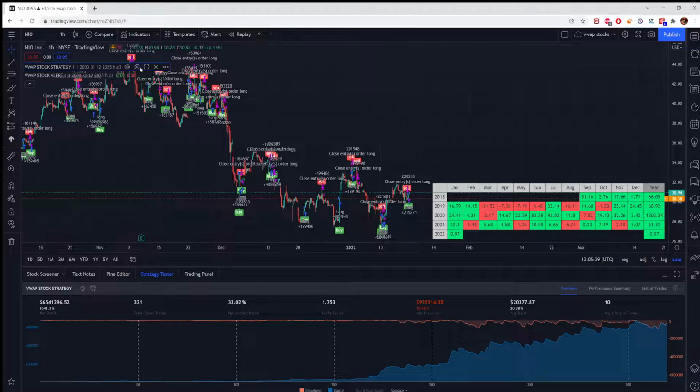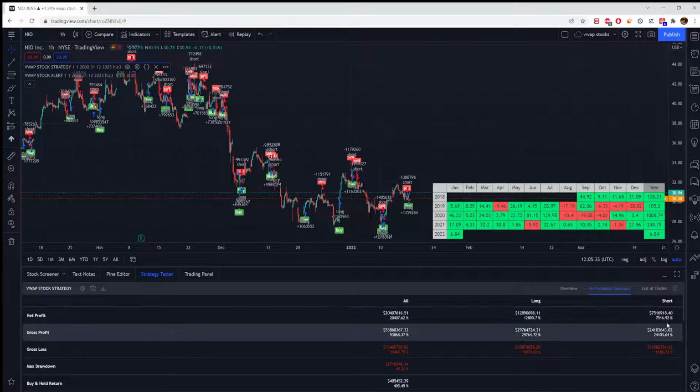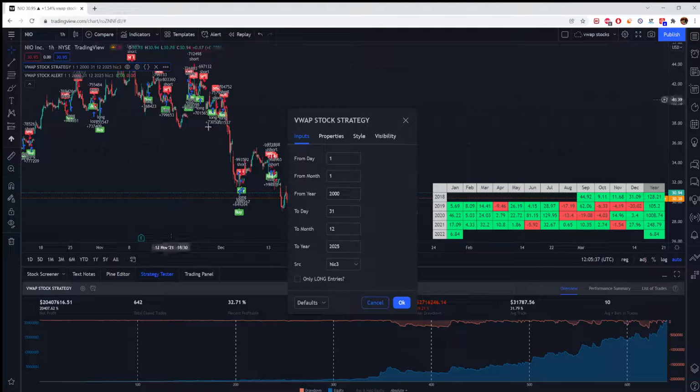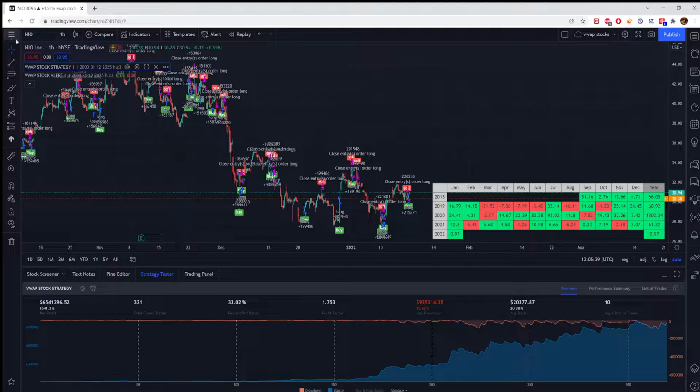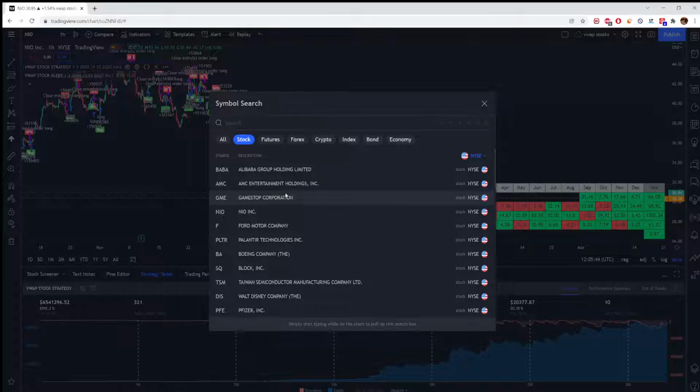Sorry, let's put it one more time. So you can see that short can make up to 40% of the entire profit. With some stocks, of course, it's going to work better than with others, as long as they are trading in one direction or another.